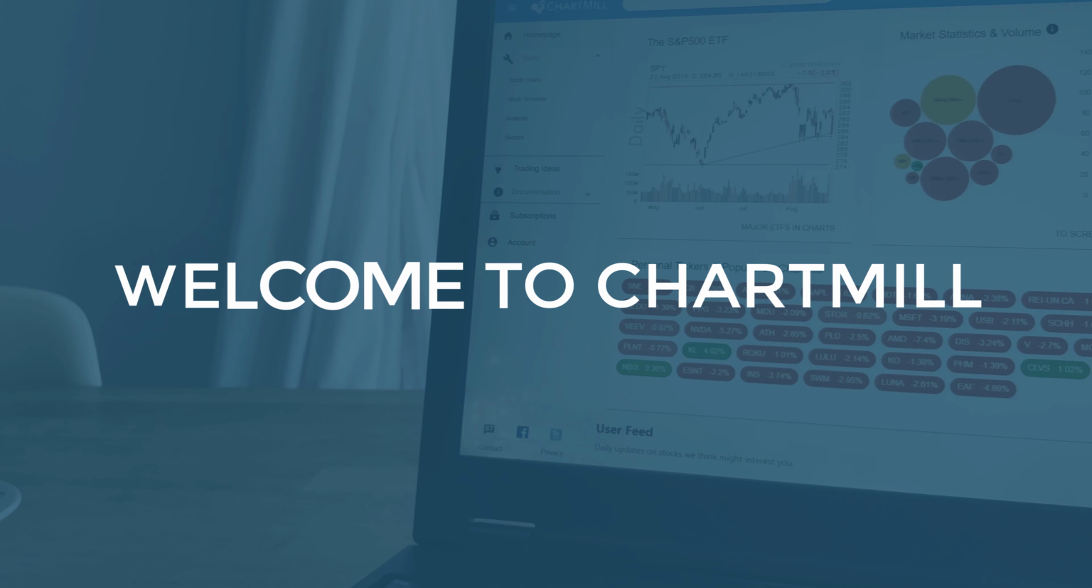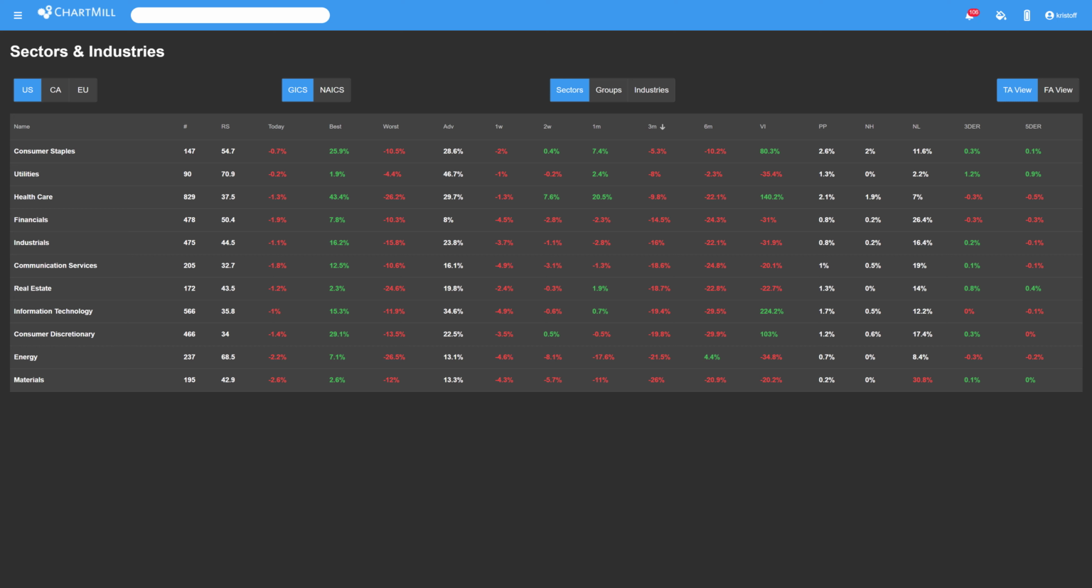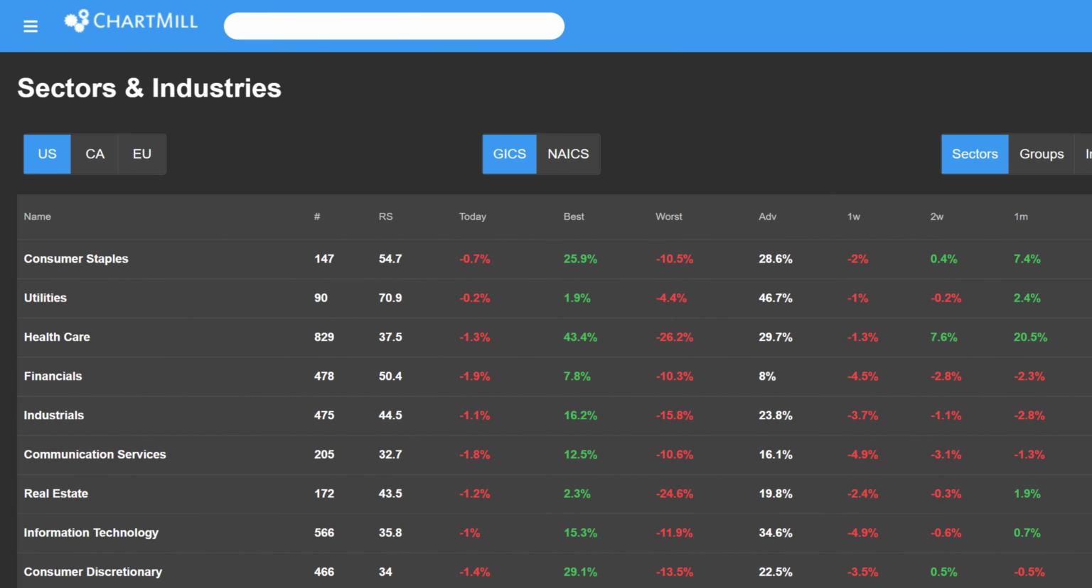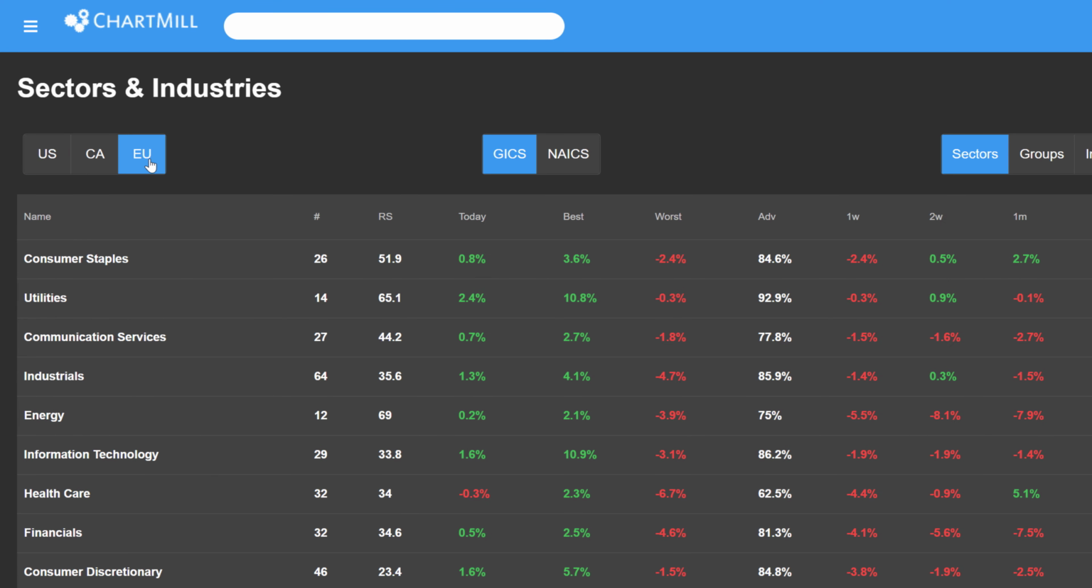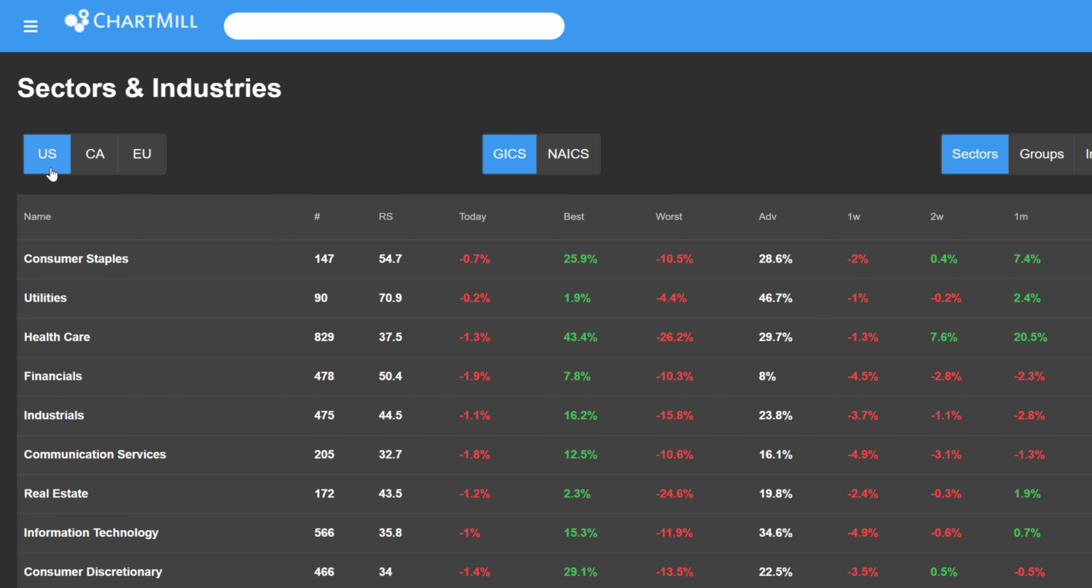Welcome to ChartMill. First of all, some explanation about different buttons that are visible on the sector and industry page. In the top left corner you have the option to choose between US, Canada or Europe. This choice needs little explanation. These are in fact the regions of all the stocks available in our database.